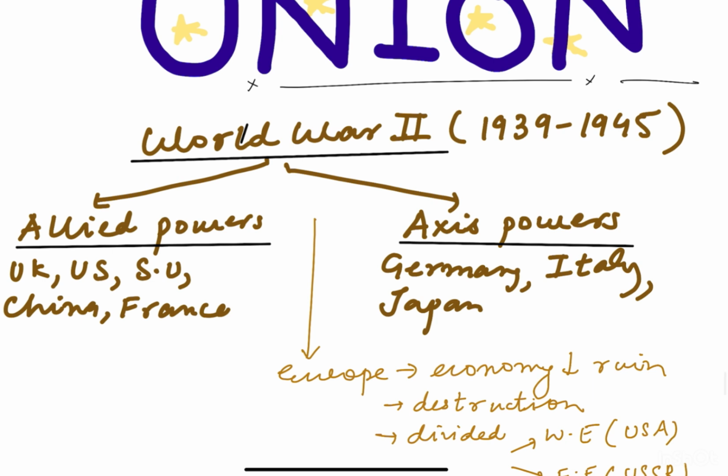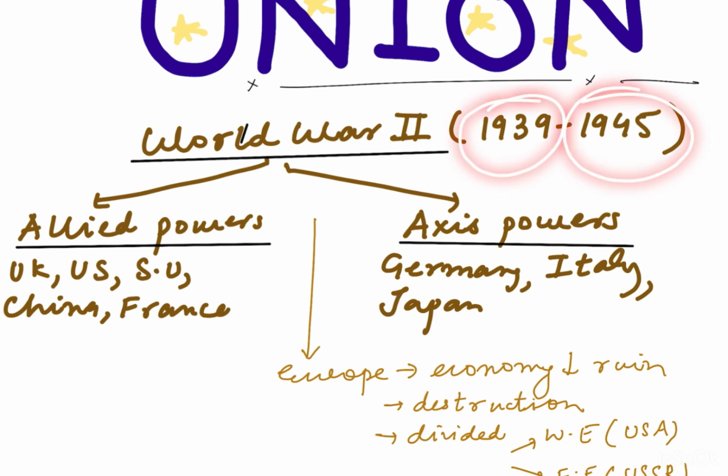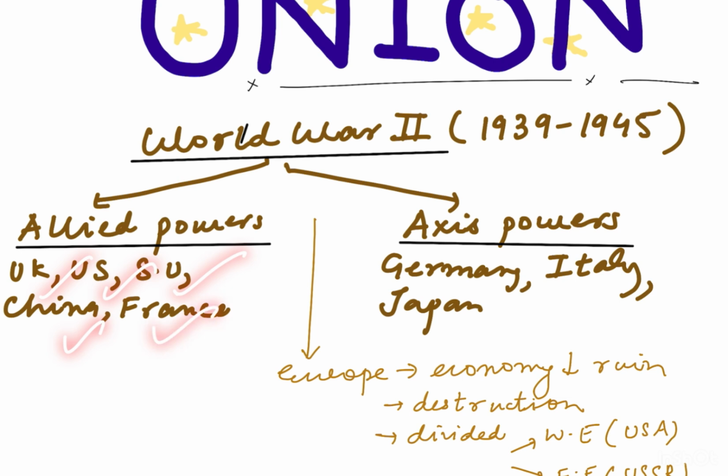So, we know the time period of World War II was basically from the year 1939 to 1945. And in World War II, it was a fight or competition between two teams, the Allied powers and the Axis powers. The Allied powers consisted of UK, US, Soviet Union, China and France, whereas the Axis powers consisted of Germany, Italy and Japan.